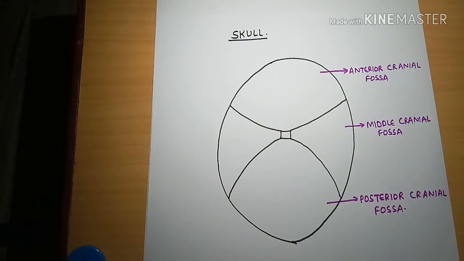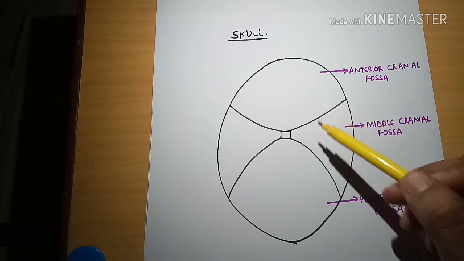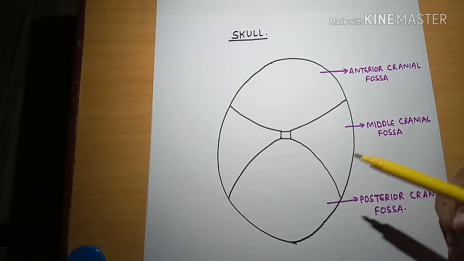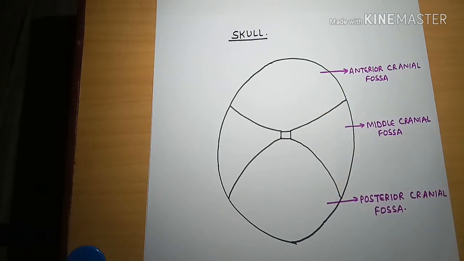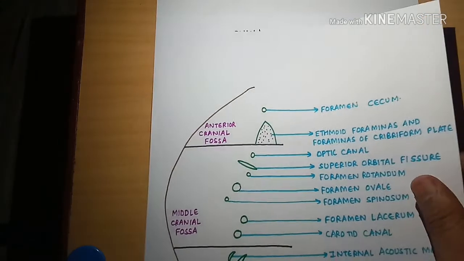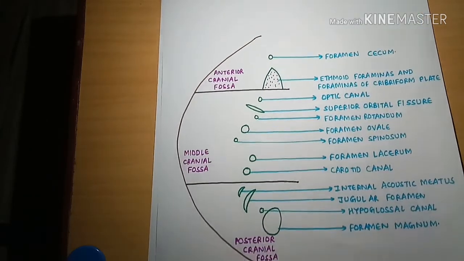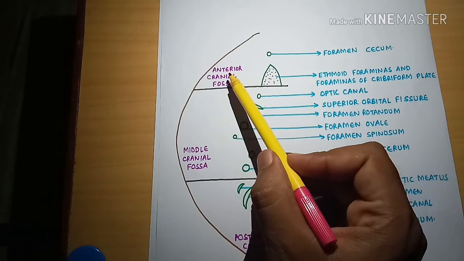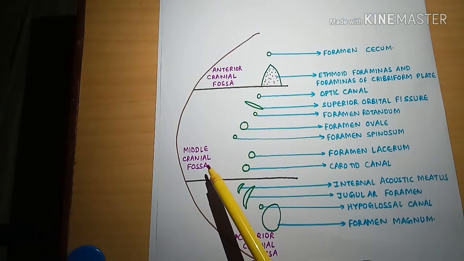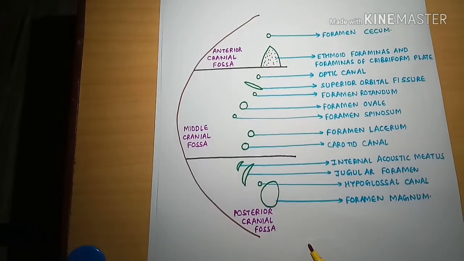Now we have to remember what all the foramina are present in the anterior cranial fossa, middle cranial fossa, and posterior cranial fossa. For this, there are so many foramina which are actually present. These are the foramina. This one is the anterior cranial fossa, this is the middle cranial fossa, and this is the posterior cranial fossa.